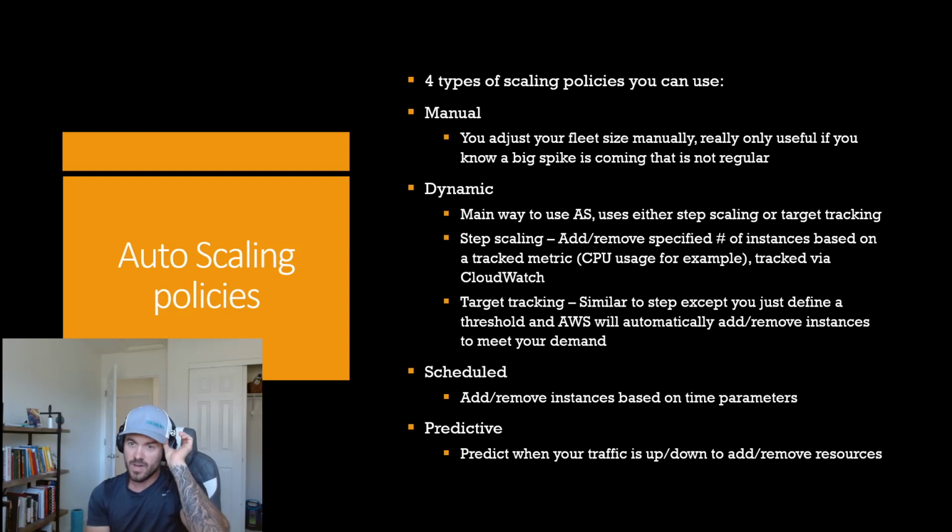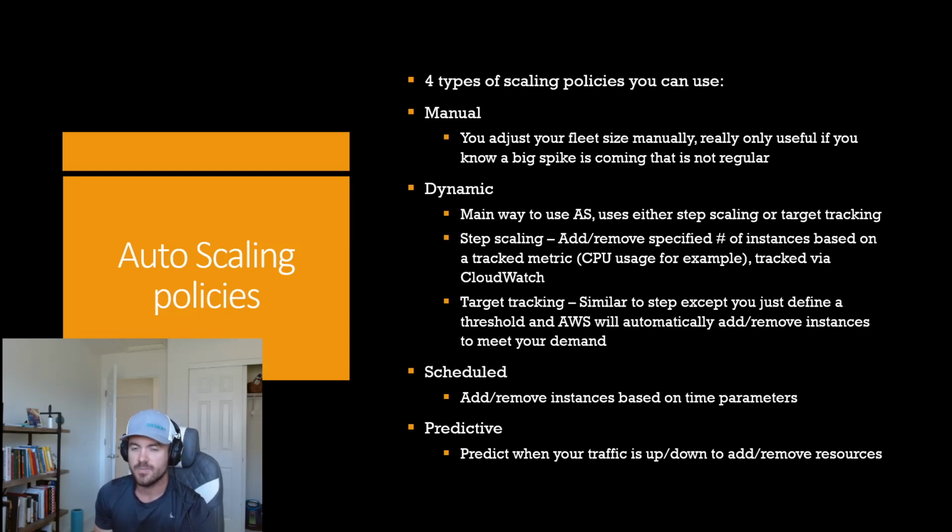You can use a manual auto-scaling policy where you do it manually. Again, you really want to try to avoid manual operations as often as you can. But for this particular use case, it's really only useful if a big spike is coming that's not regular. So maybe your company has like an annual event that you put on, and your website's going to get a ton of new traffic. You could manually add more instances to get ready for that. You can also use dynamic auto-scaling policies, which is the primary way to use this, which uses either step scaling or target tracking.